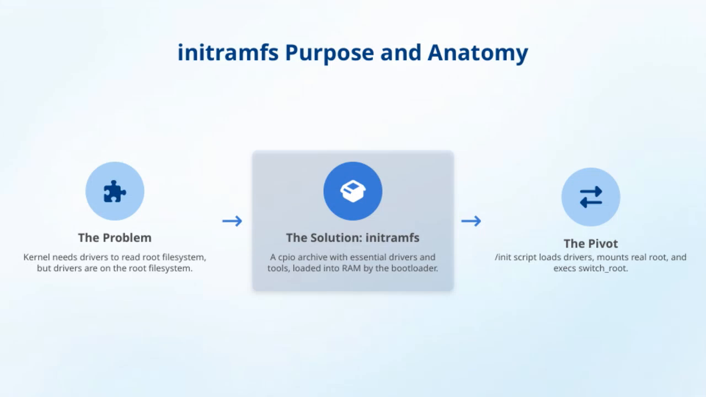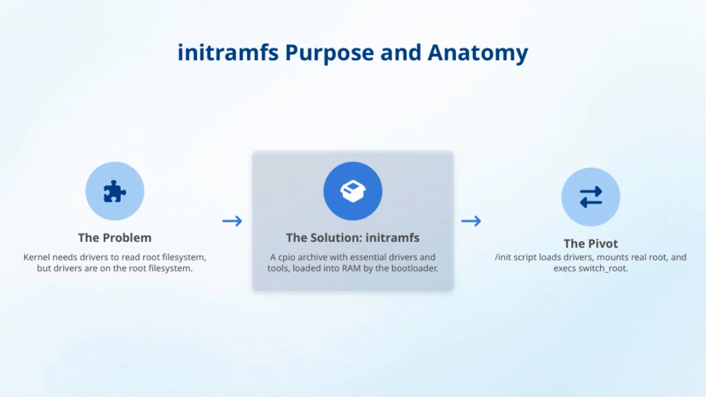All right, let's walk through what happens during the initial stages of the Linux boot process. The init script is responsible for loading all the necessary drivers, mounting the real root file system, and then executing switch_root to switch to that root. Now, the challenge here is that the kernel itself needs certain drivers to be able to read the root file system. But here's the catch. Those drivers are actually stored on the root file system itself. So, how does the kernel get those drivers in the first place?